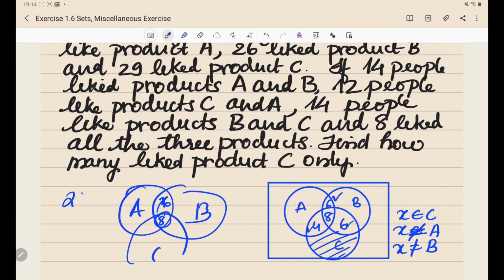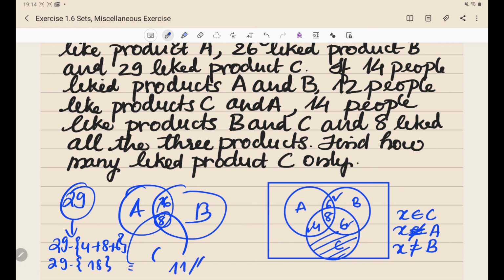29 people like product C. Out of that, we have to find the number of people who like only C. Means what you have to do? You have to subtract from 29 all these intersections, that is 4 plus 8 plus 6, that is 29 minus 18, and your value is 11. So the 11 you can write here. So 11 people like product C only. I hope it's clear. It's a very easy problem.